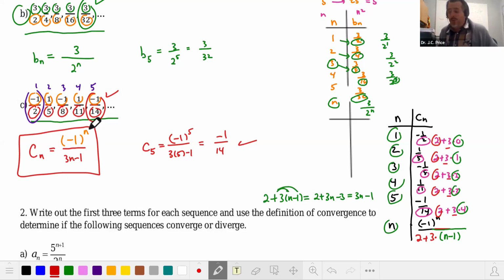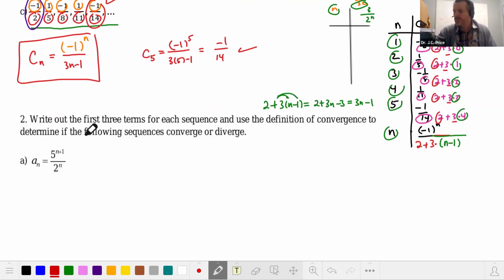And what's nice again about a formula is now you can find any term in that sequence. So you want the 1,480th term, you just plug in 1,480 for n, and I'll give it to you. All right, so that's a nice little review of finding formulas for sequences. Let's go down here to number 2 now.